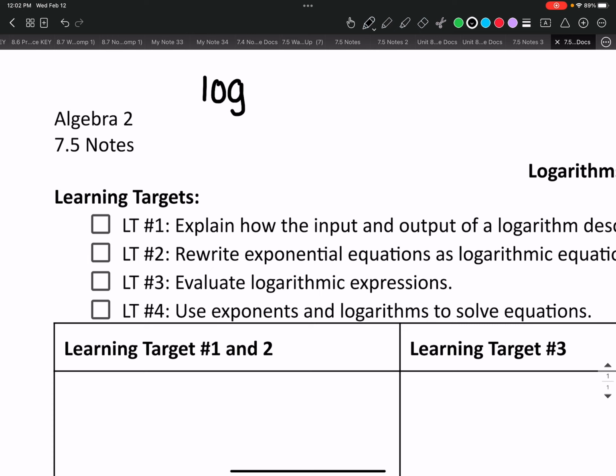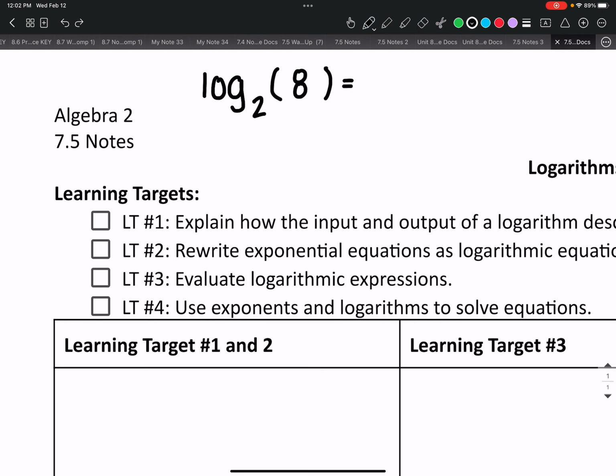log, some subscript, so let's say 2 as the subscript, something inside of the logarithm, so let's say 8, and this is asking, what do I have to raise the base of 2 to get 8? And so the answer would be, I have to raise it to the third power. A logarithm just represents an exponent, and the exponent is 3 here that I would have to raise 2 to get 8. How I read this is log base 2 of 8 is equal to 3. That's how I read that statement that's written there.